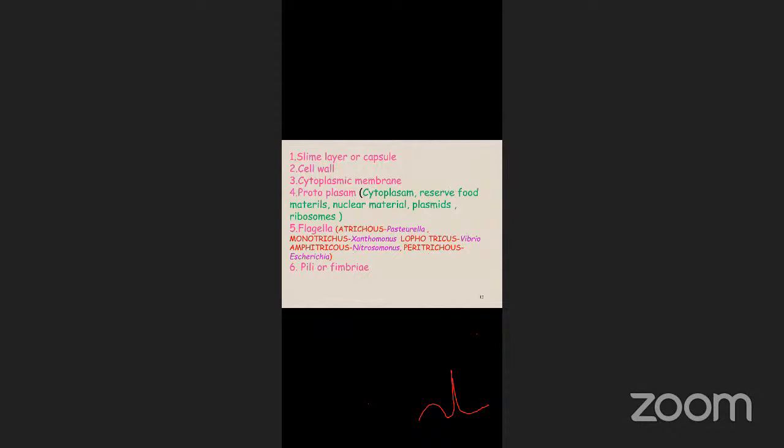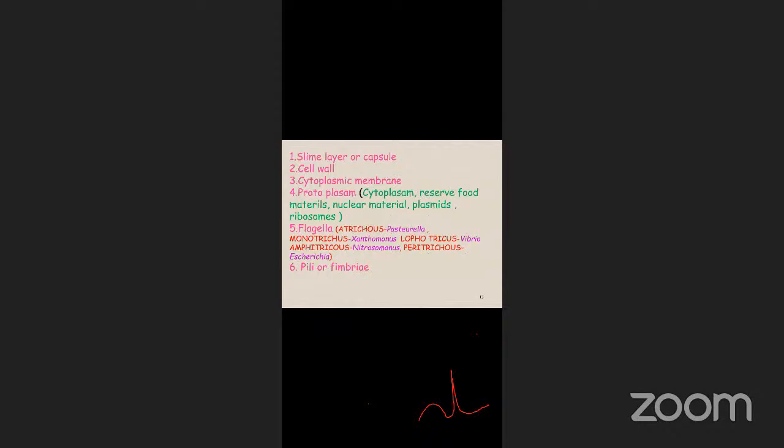The first one is the slime layer or capsule, the second is the cell wall, the third is the cytoplasmic membrane, the fourth is protoplasm including cytoplasm, reserve food materials, nuclear material, plasmids and ribosomes, and the fifth one is flagella. The flagella are also of different types: atrichous, monotrichous, lophotrichous, amphitrichous, peritrichous. The sixth one is the pili.